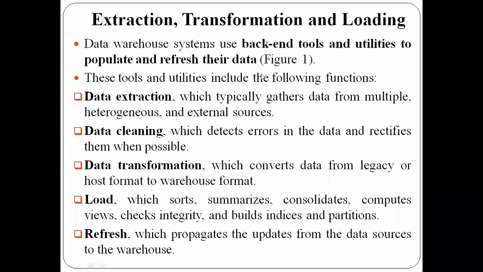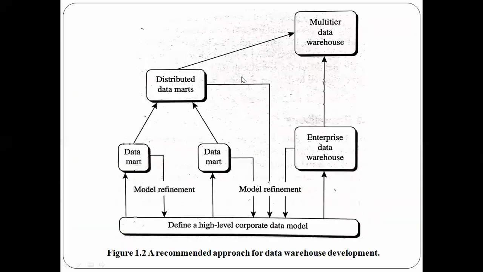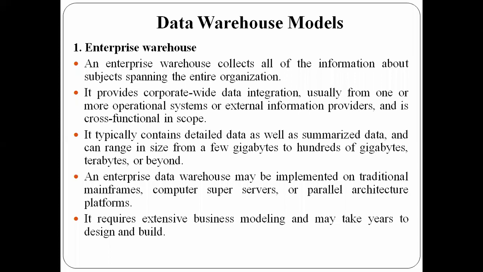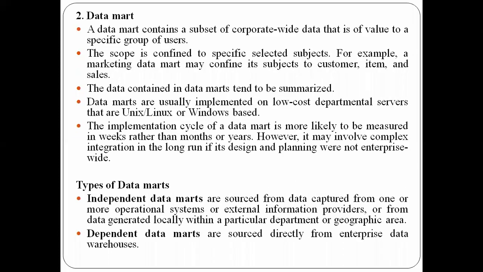The first one is enterprise warehouse, which is going to hold all the information related to all of the subjects. The second type of data model is data mart. A data mart will contain only data which is related to one specific subject. And the third one is virtual warehouse.